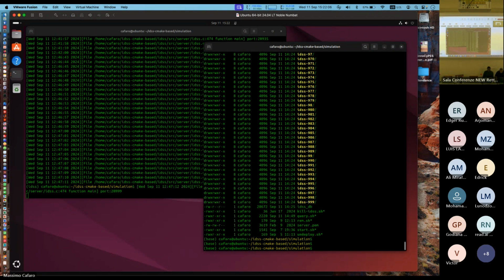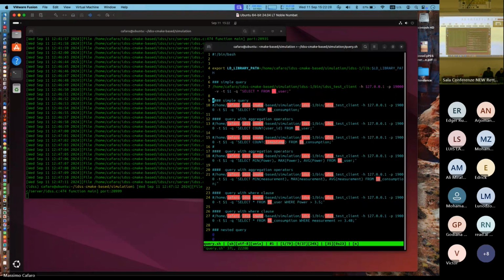So I can retrieve them all. Imagine that I want to put a query to retrieve all data from a specific table. And the query is this one: select star from table user, which is a table that stores information related to the users.